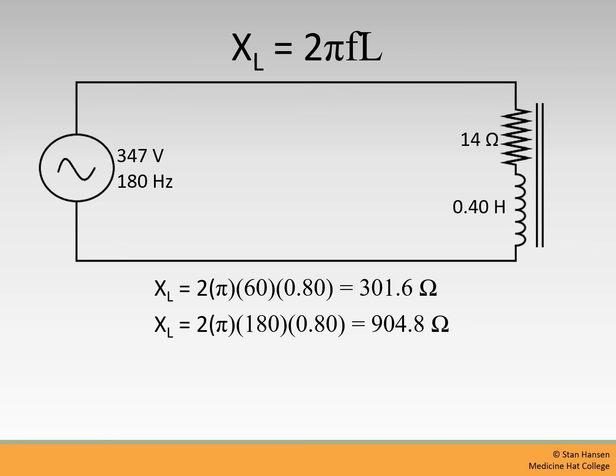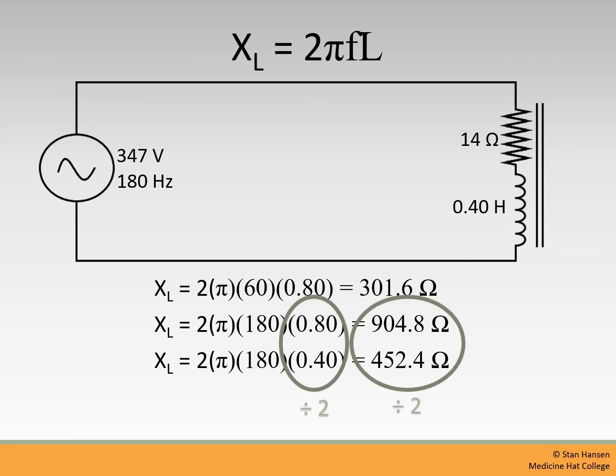We've now changed our coil out for one of half the value, so we have half as many turns. I can tell that because my resistance is halved, as well as my inductive reactance is halved. If we put this into our formula of 2 times pi times our frequency of 180, because that has not changed, times our new inductance of 0.4, we find that our total inductive reactance is now 452.4 ohms, which, if you do the math, you'll find that since my inductance is halved, my inductive reactance is also half. So we can see how there's a direct correlation between my inductance and my inductive reactance as well.